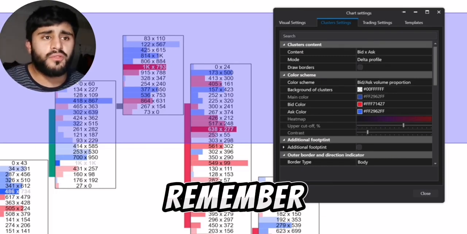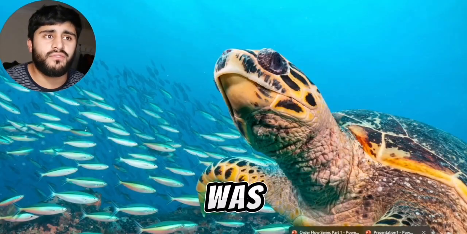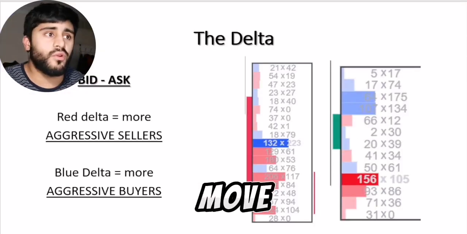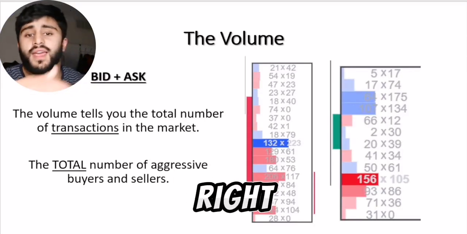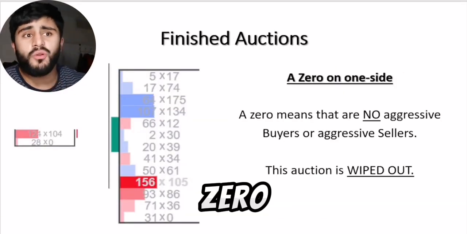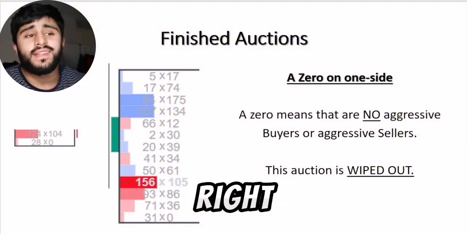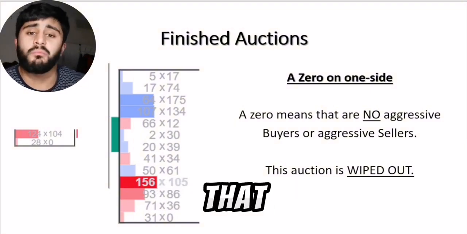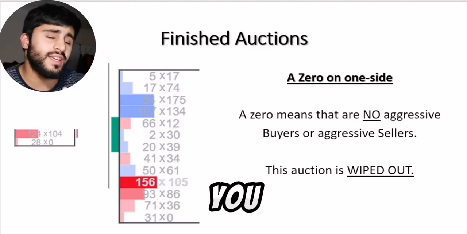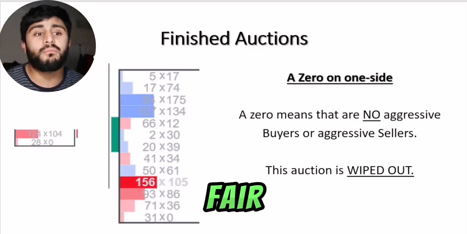For those who remember from the previous session, we called this a finished auction. So this was a finished auction. If we move on to the volume, which we're going to come on to, a finished auction was when there's a 0 on one side. A 0 on one side means there are no aggressive buyers or aggressive sellers. The entire auction is wiped out. So for basic knowledge, when you see a 0, that means buyers and sellers have both agreed on a fair price.